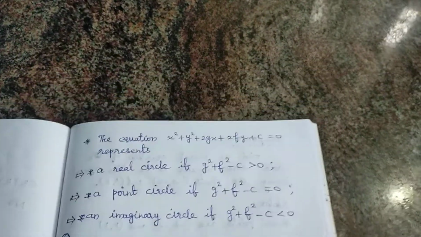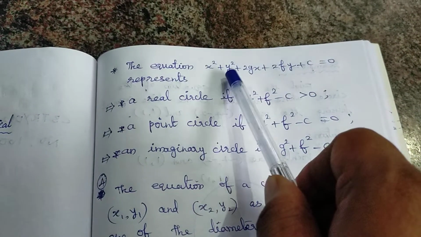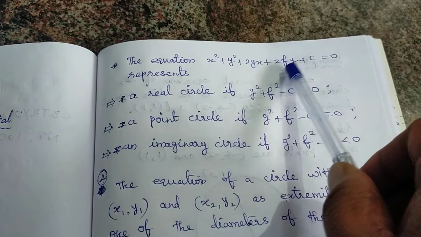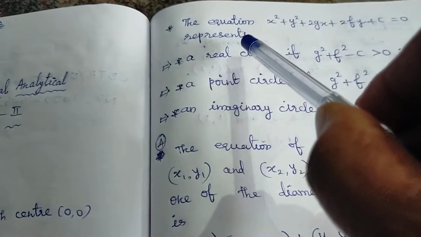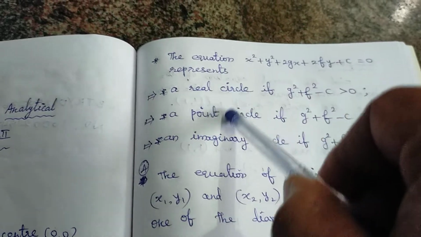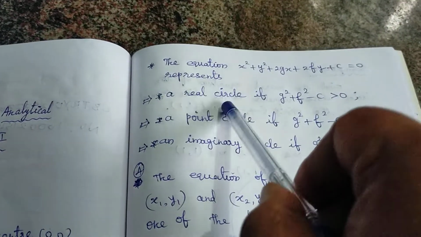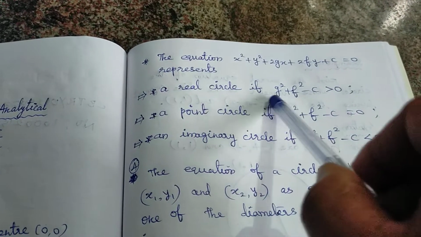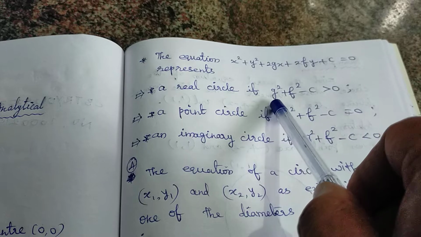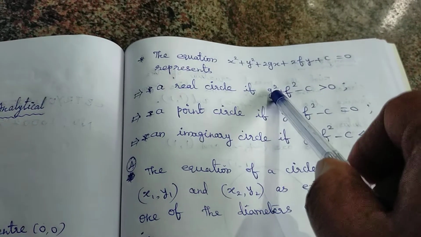This is the third point. Fourth point, the equation x square plus y square plus 2gx plus 2fy plus c equal to 0 represents. These are all very important concepts for 1 mark questions. First, a real circle. When do we say this is a real circle? These are all conditions. You have to study them and keep them in your mind. So don't forget these points.